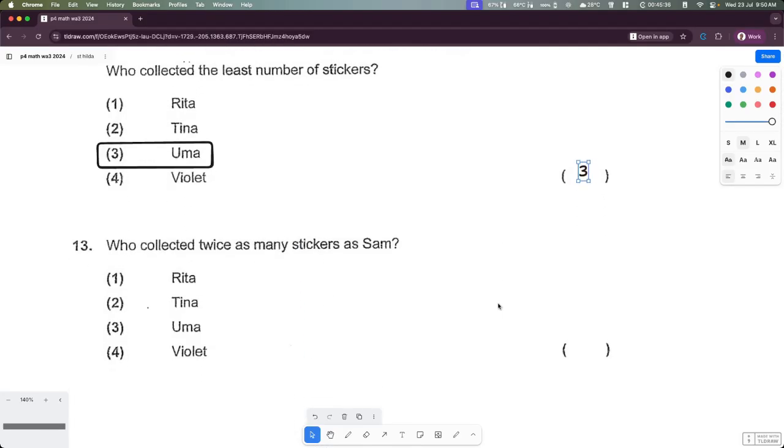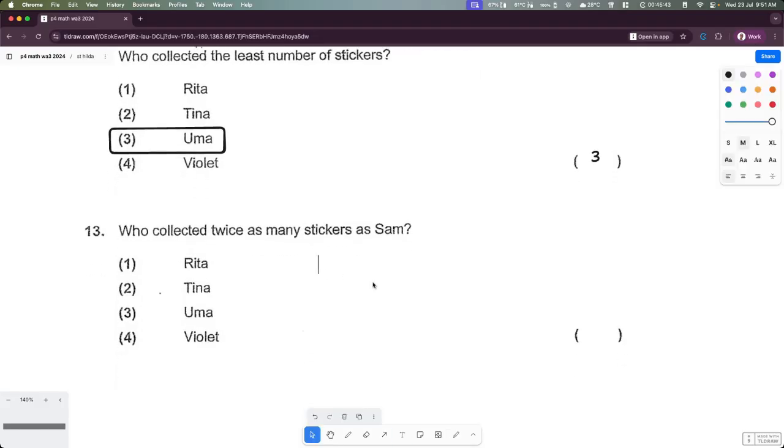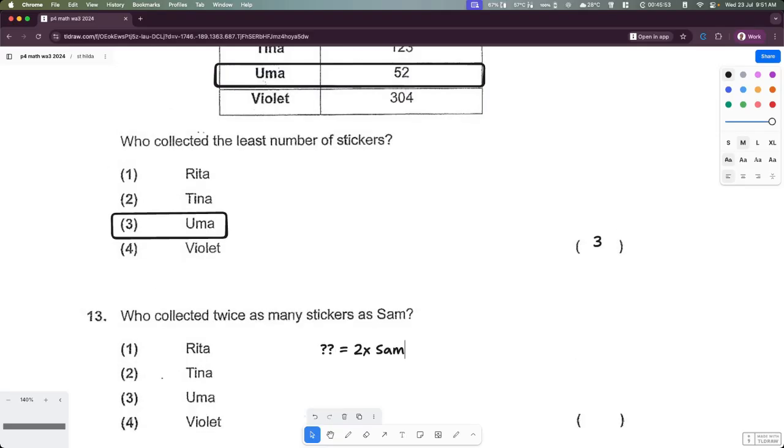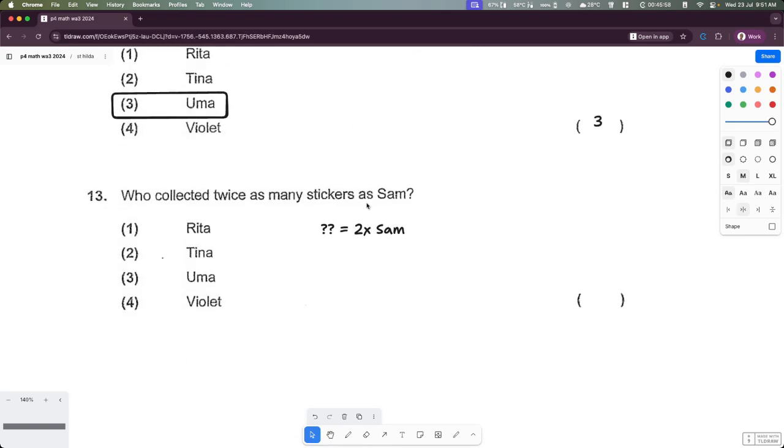Who collected twice as many stickers as Sam? So in essence, the person we are looking for is equal to twice, which is 2 times Sam. So how much is Sam? Not Sim, Sam. If you look here, Sam is 152. So basically this person is collecting 2 times of Sam, which is 152. So 2 times 152 is equal to 304.